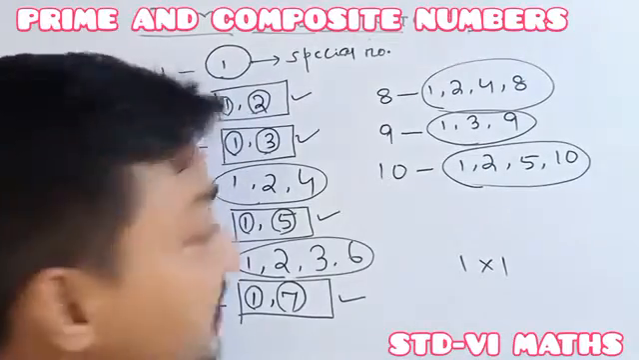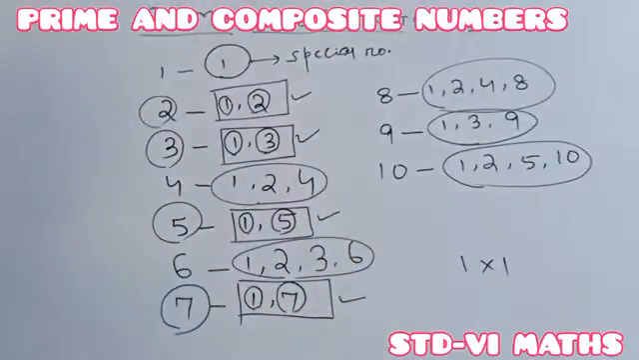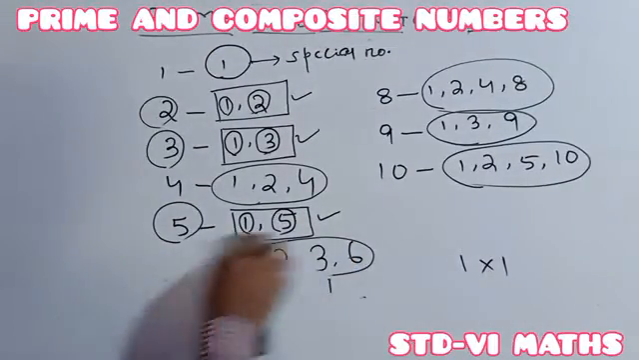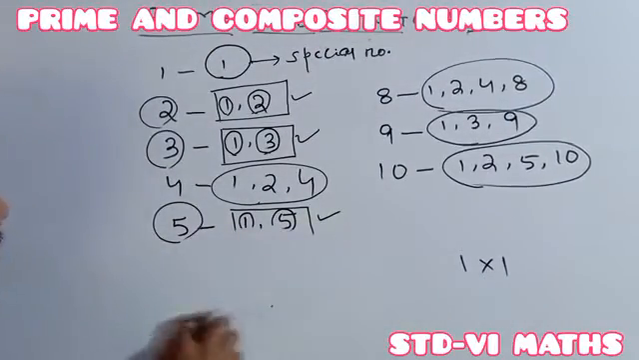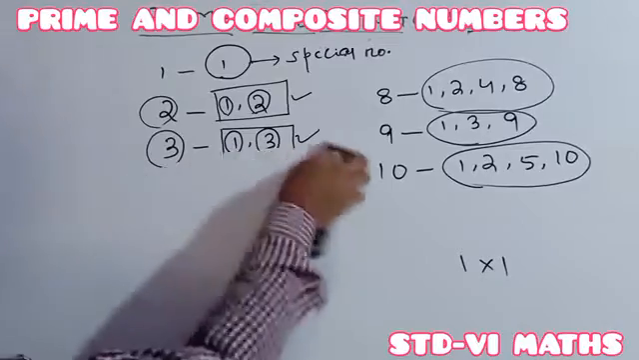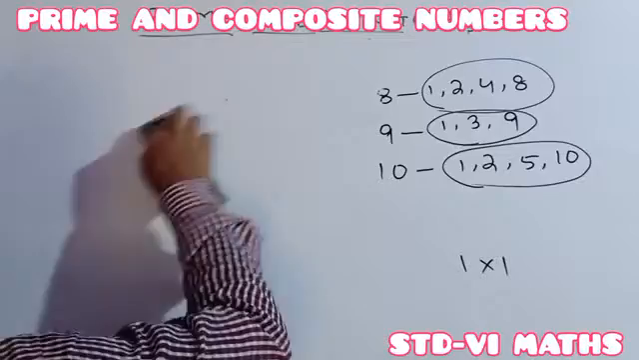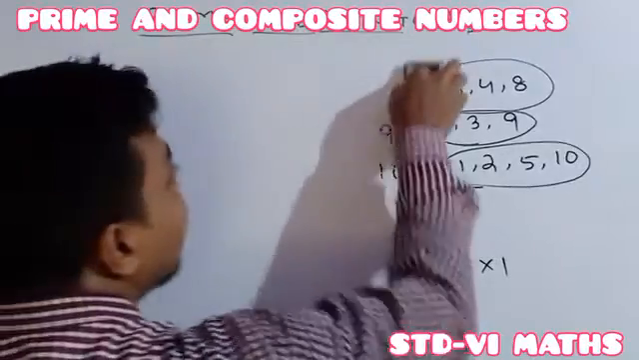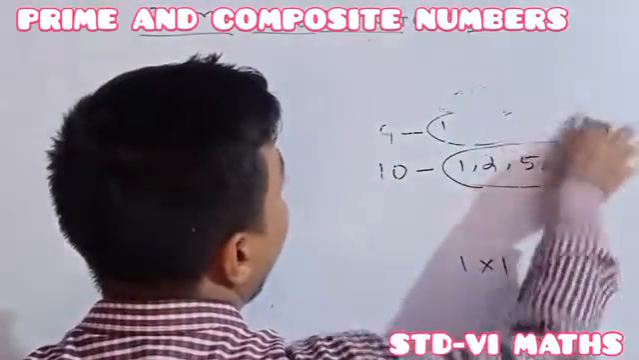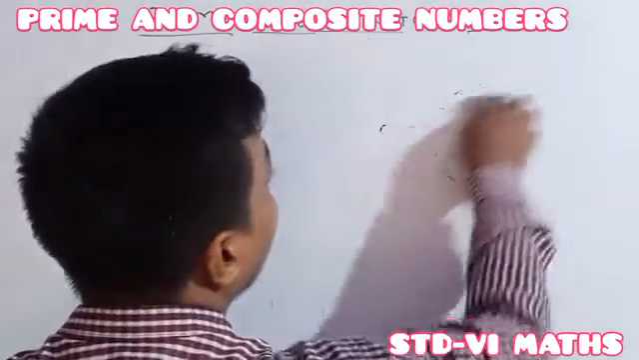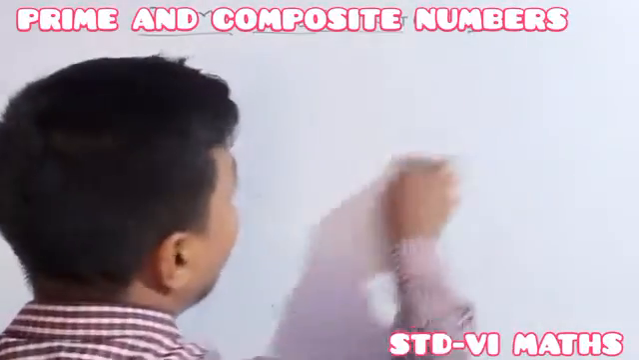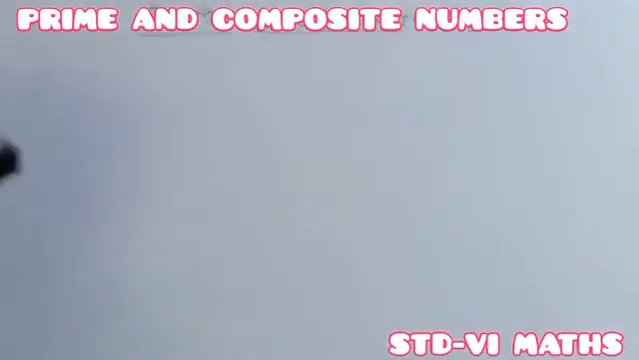Understood? Just like I have done, you have to test the numbers from 1 to 100. Then check how many factors each number has, so that you can say which number is prime and which is composite. Here I am making the list of prime numbers from 1 to 100.